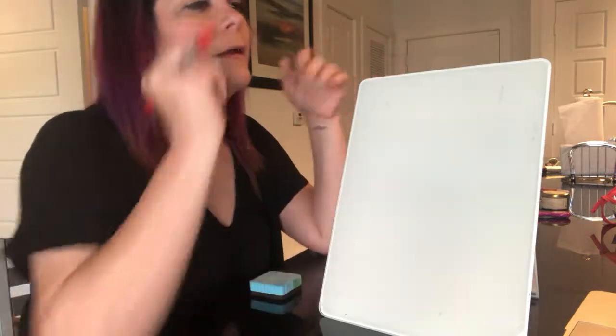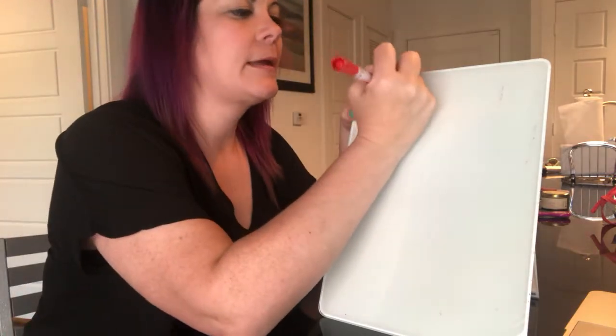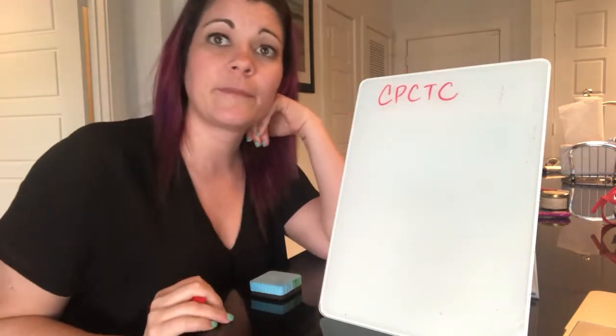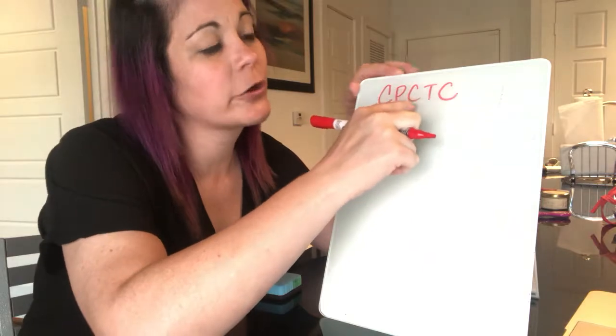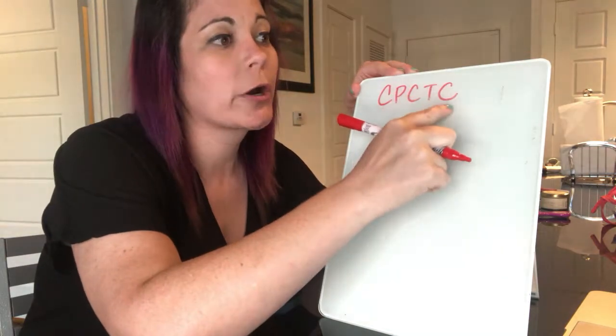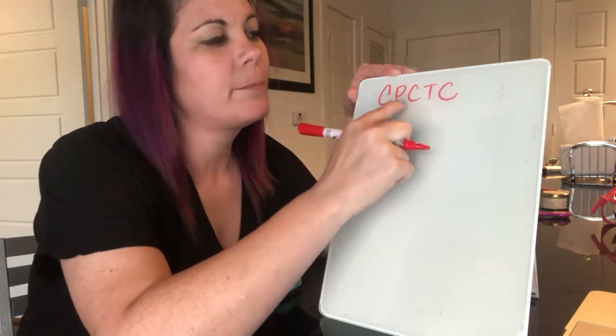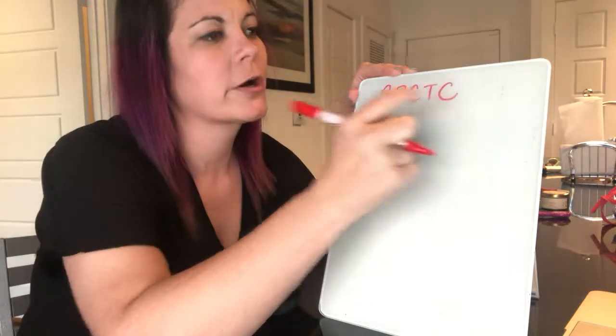Okay, so let's talk about what CPCTC stands for, because this is something that you will use in a ton of proofs. It means corresponding parts of congruent triangles are congruent.